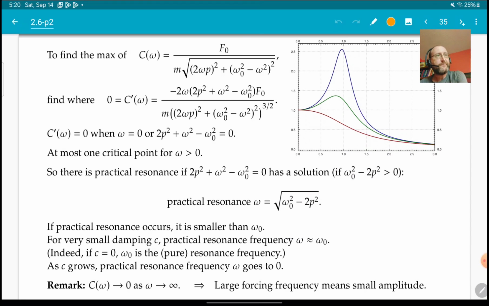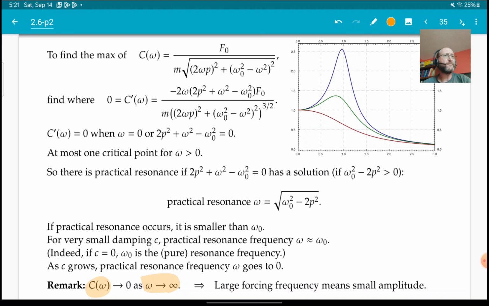Now another interesting remark: instead of trying to find the practical resonance frequency, if we let omega go to infinity, so we're trying to oscillate faster and faster and faster, our forcing frequency is faster and faster, what happens to the steady periodic solution? Well, its amplitude actually goes to 0. So by forcing at arbitrarily large frequencies, it's not doing anything.